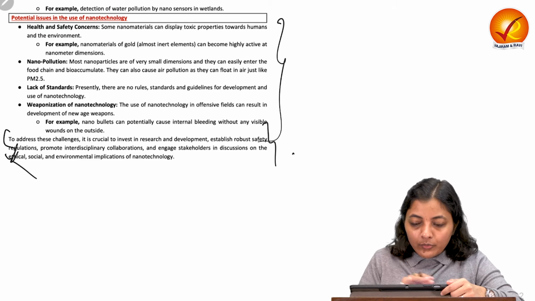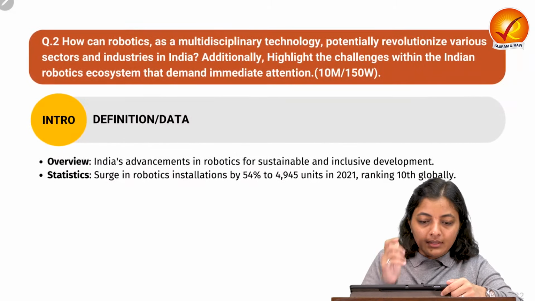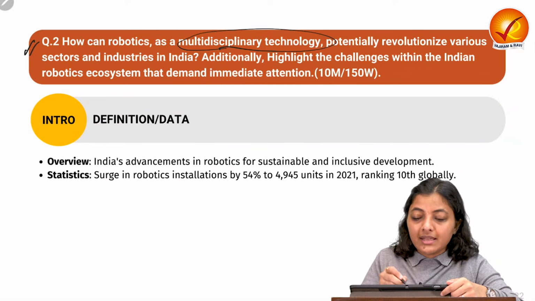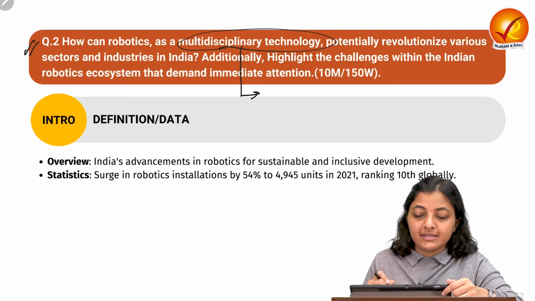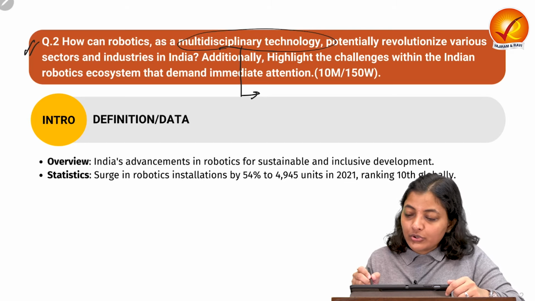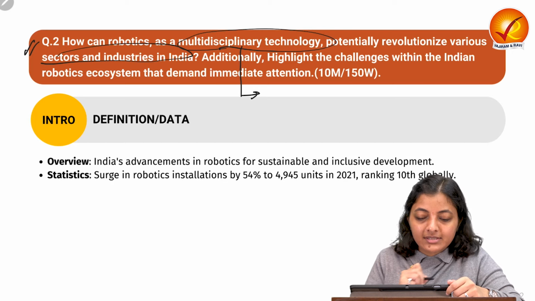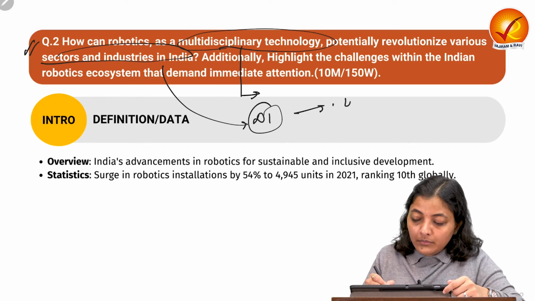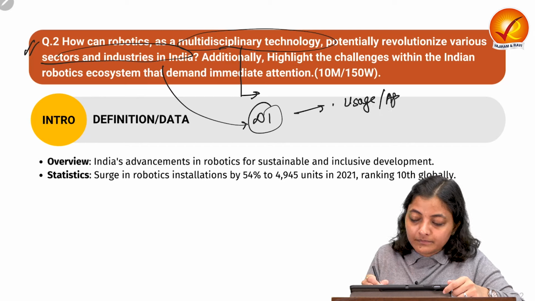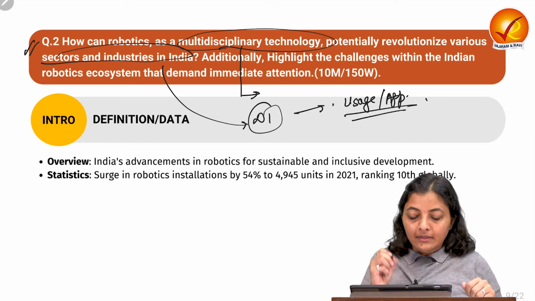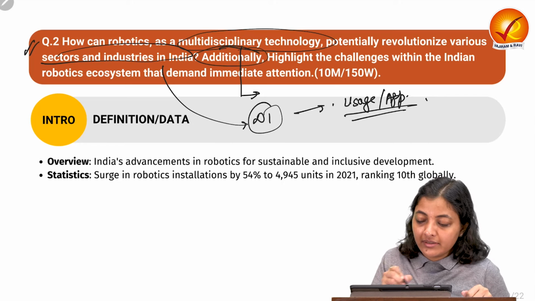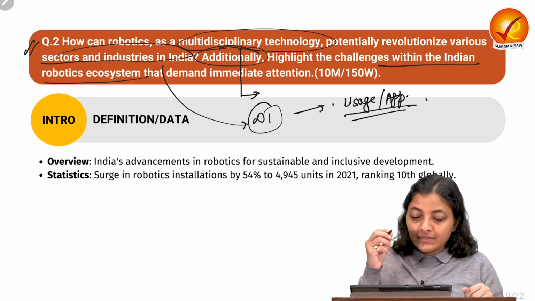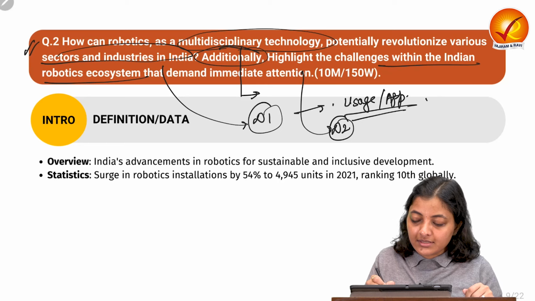Okay, moving on to the second question. How can robotics, as a multidisciplinary technology, meaning it can be used in various disciplines, potentially revolutionize various sectors and industries in India? It means we need to write about the usage or the applicability. Additionally, we need to highlight the challenges within the Indian robotics ecosystem that demand immediate attention. So this is the demand too.